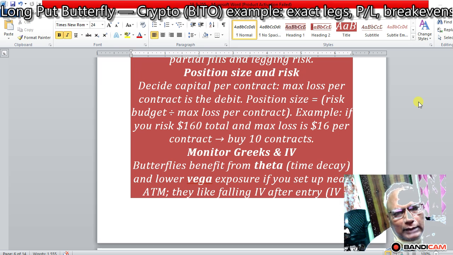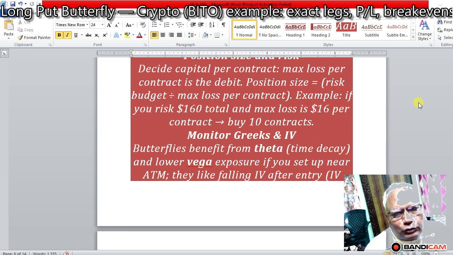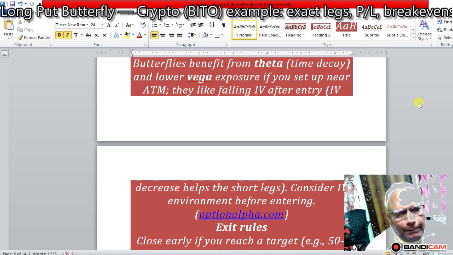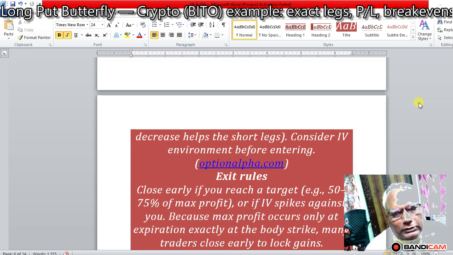Watch the Greeks and volatility. Butterflies benefit from theta and have lower vega exposure. If you set up near ATM, they like falling volatility after entry. Volatility decrease helps the position, so consider the volatility environment before entering.